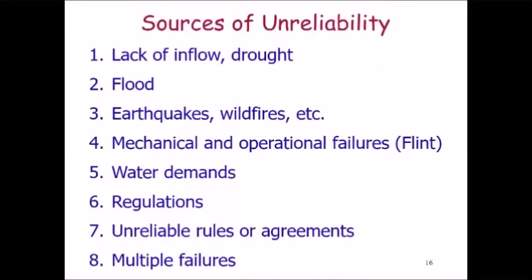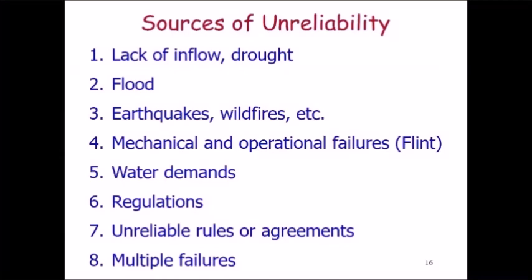Sources of unreliability. There's a lot of different ways water systems can fail. And if you go talk to people that operate retail level water systems, they can tell you about a lot of things that they worry about and that keep them up at night. The first one we typically look at as planners, as policy people, is the lack of inflow, or droughts. We spend, I think, probably a disproportionate amount of time at the policy level looking at droughts. They are obviously important, but they're not the only way things can go wrong.